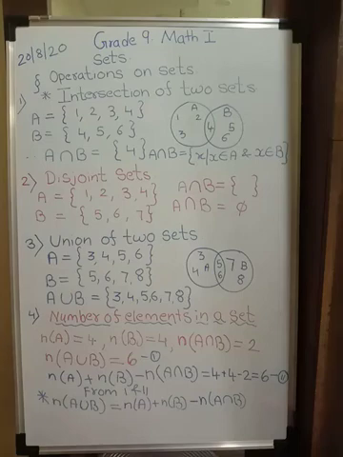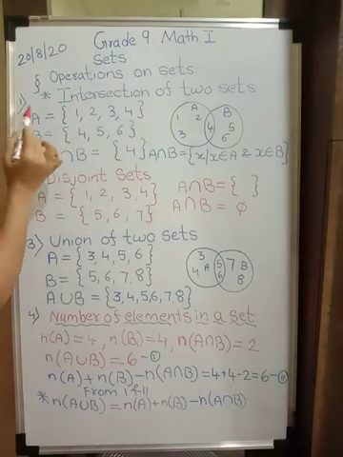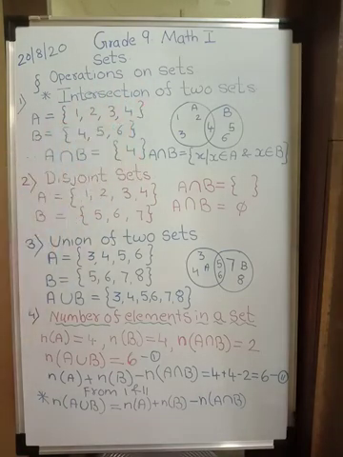Good morning, grade 9. Before we go to set 1.4, we need to understand a few concepts related to sets, and that we are going to see under operations of sets. Operations on sets. Now first is intersection of two sets. Now what do you mean by intersection? Intersection is nothing but common elements which are present in both the sets.